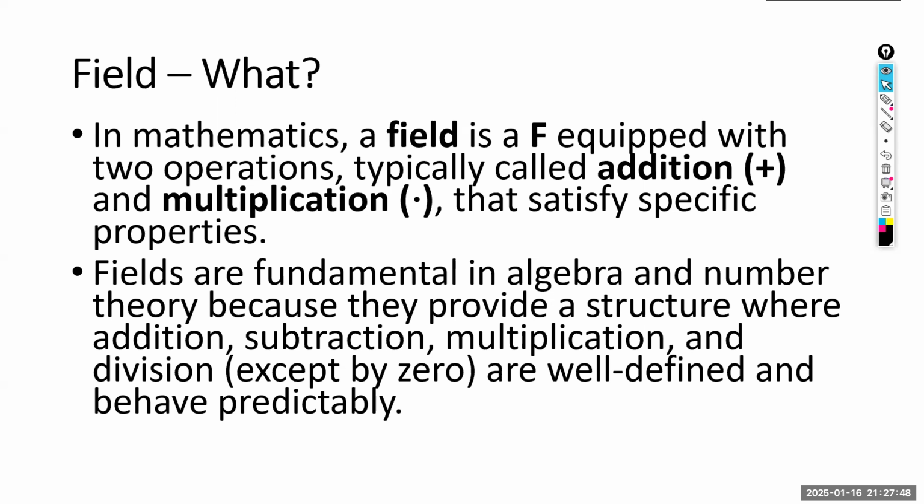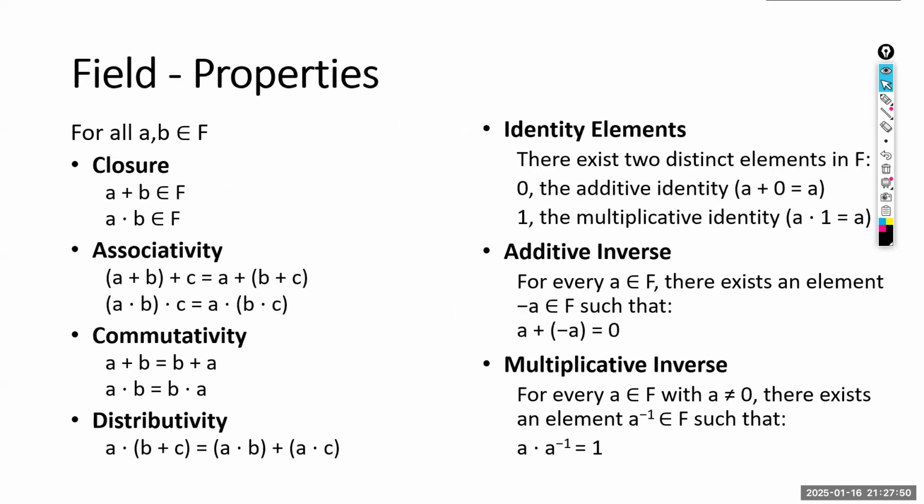Right. So these are the properties of fields. These are directly from your note. So these are the fundamental properties. You call it closure. If A and B are fields, A plus B must also be a field. A multiplied by B must also be a field.